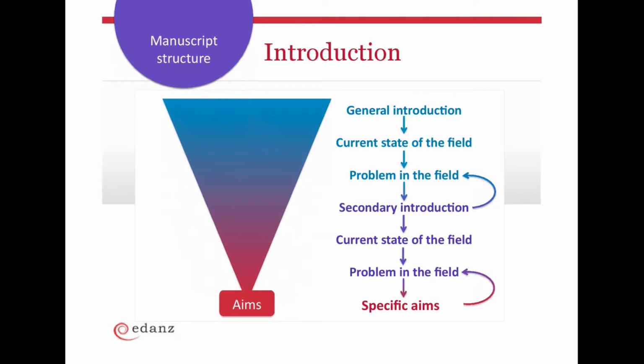You'll then develop the second topic by talking about the current state of the field, and then identify another problem that researchers are facing. This will then lead to your specific aim, which should directly be related to the problem that you've identified.